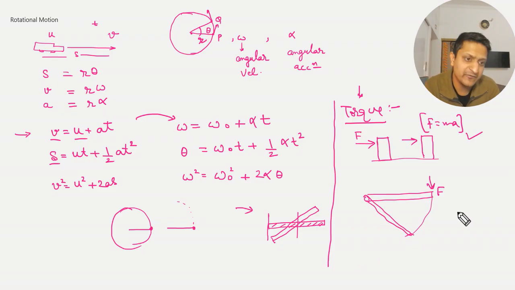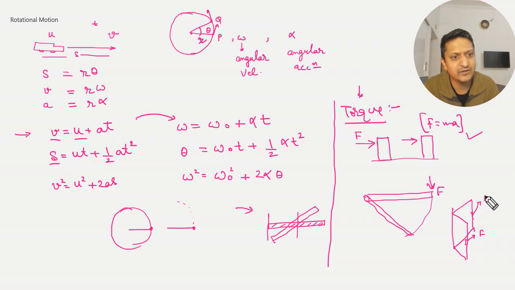Or we have a door at home. We do have doors, and when we put some force F, this door gets closed or opened, and we have a hinge here. So this is a torque. The formula for torque is R cross F.